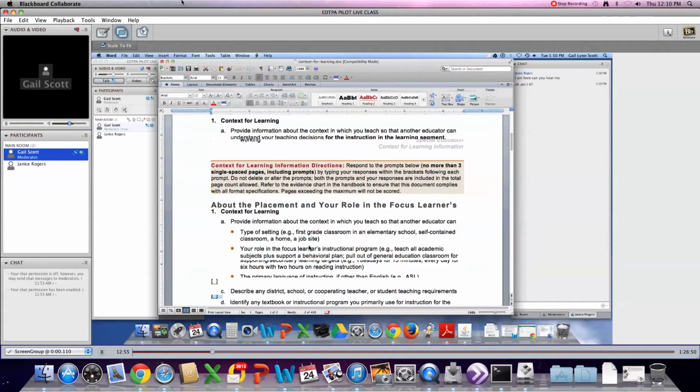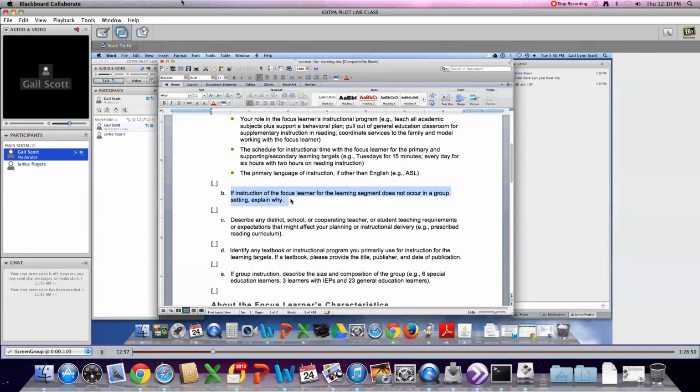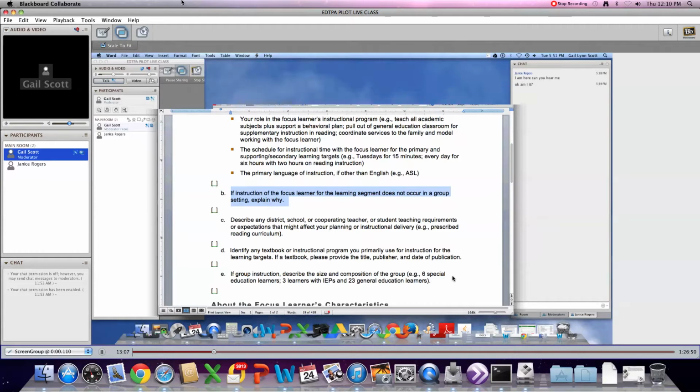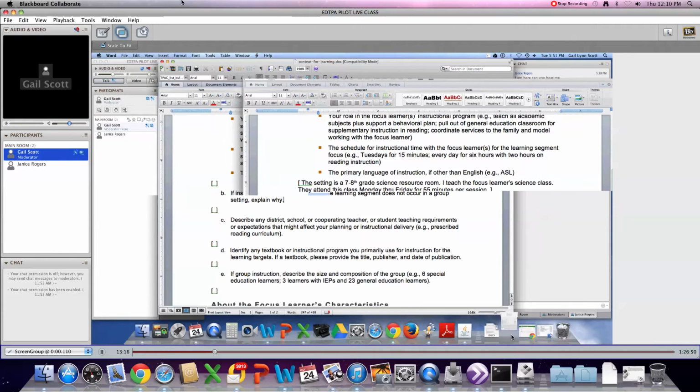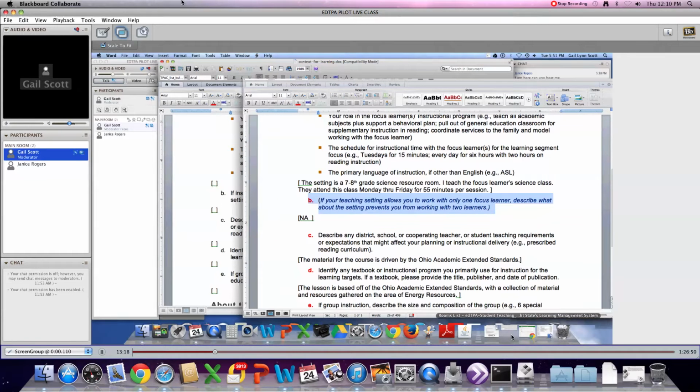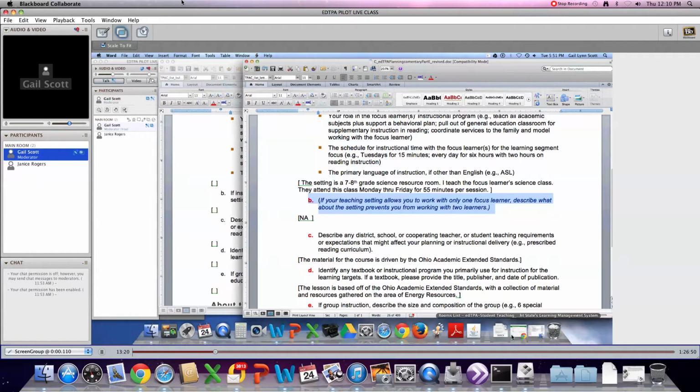Okay, for this year, B says, if instruction of the focused learner for the learning segment does not occur in a group setting, explain why. Now, group setting can be a small group. It can be a pull-out group. So you want to describe the size of the group.